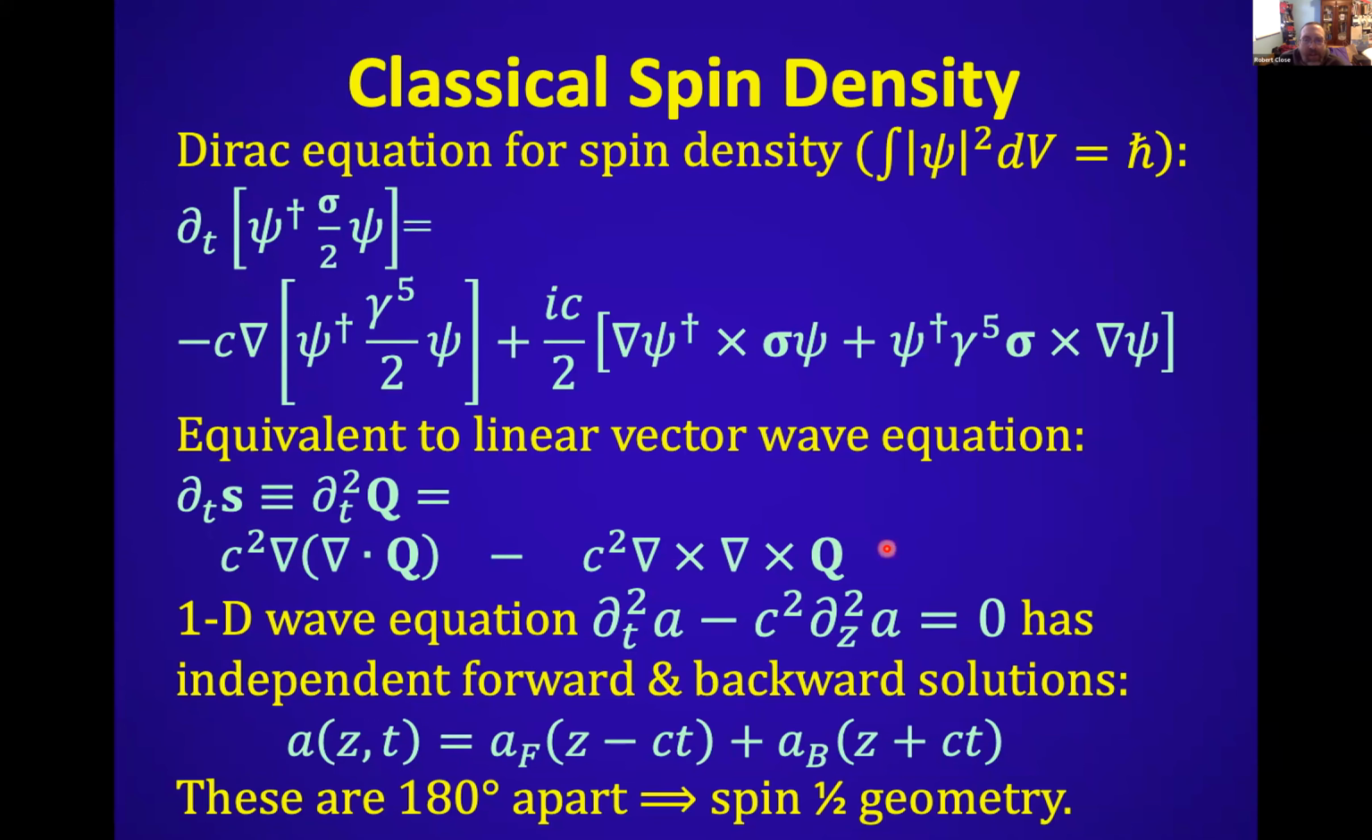Okay, and I just want to point out that if you take a one-dimensional wave equation and look at the solutions, the solution is a sum of a forward propagating wave and a backward propagating wave along the axis. And these two solutions are independent states that are 180 degrees apart. So they're characteristic of a spin 1/2 geometry.